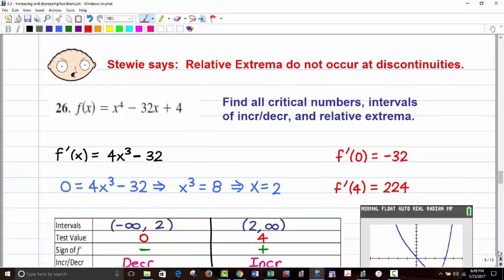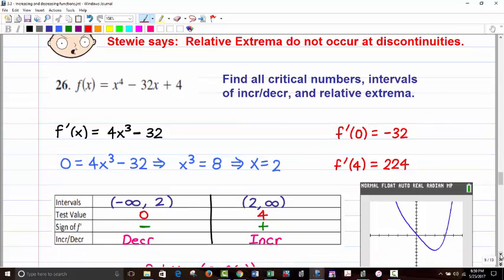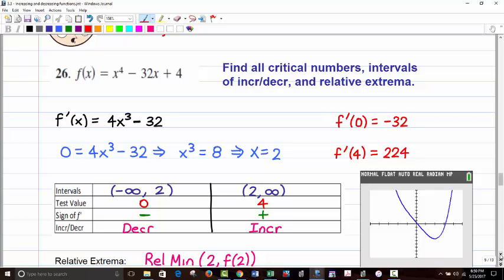Alright, now we're adding here. We're finding critical numbers, which we have to do anyway, intervals of increasing and decreasing, and relative extrema. I didn't even mention the continuity here. That's the problem. They're relevant. No chance for a polynomial. Alright, so easy derivative, 4x cubed minus 32. Set that equal to 0, x cubed equals 8.